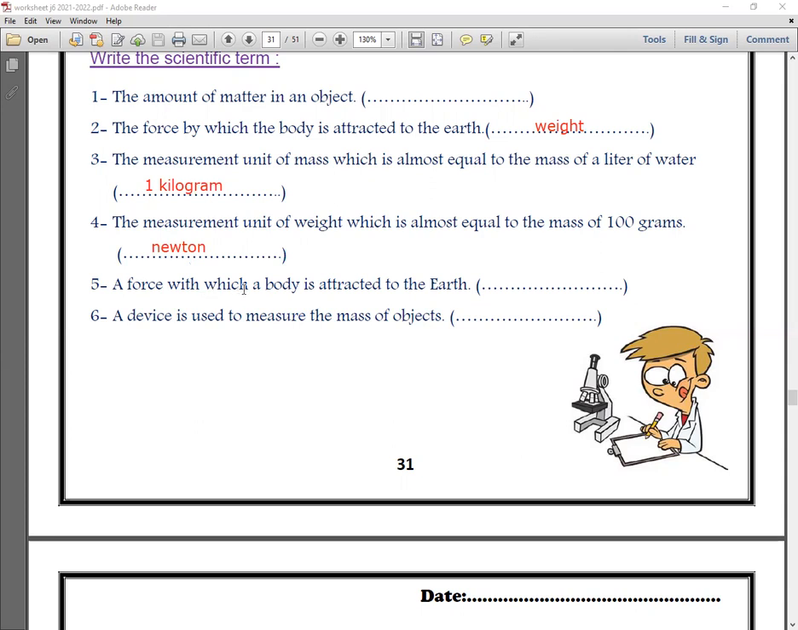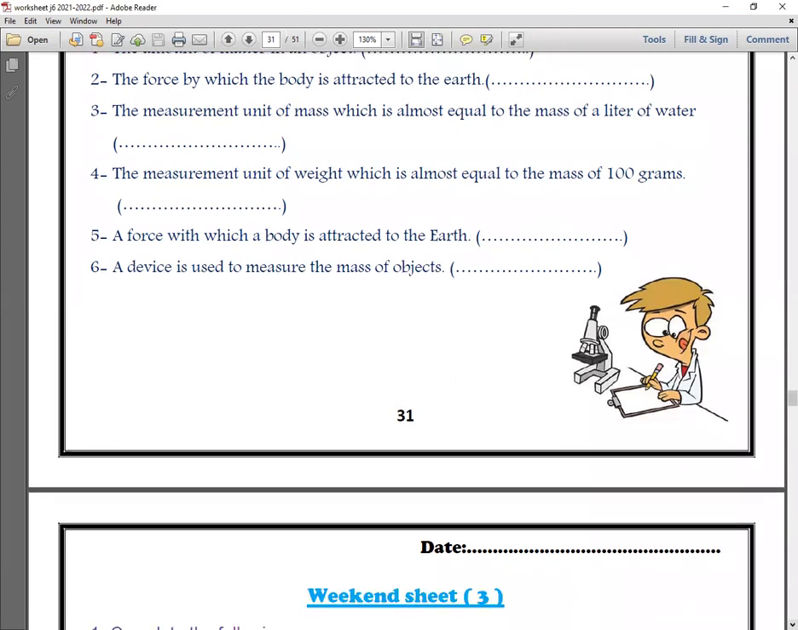Number 5, the force with which the body is attracted to the earth is called weight. It's the definition of the weight. Number 6, the device used to measure the mass of an object. Give me any device used to measure the mass, like balance scale or scale with a pointer or digital scale or sensitive scale. Okay.